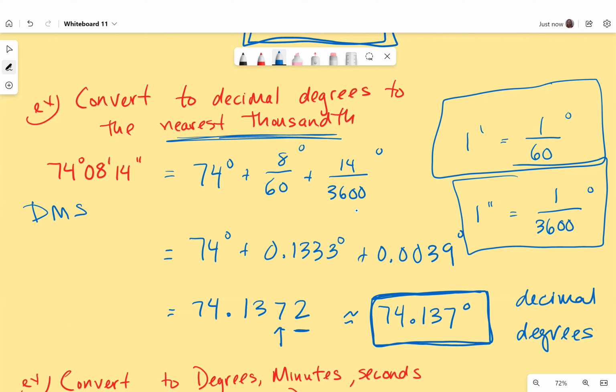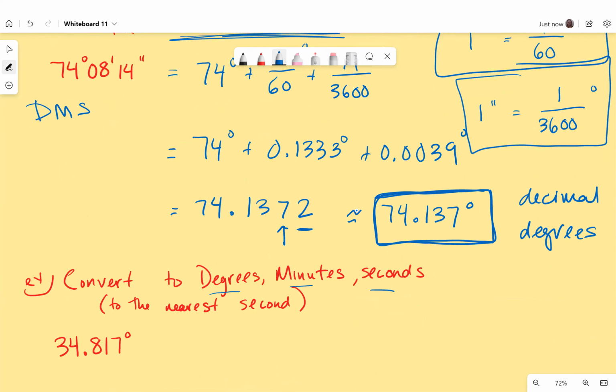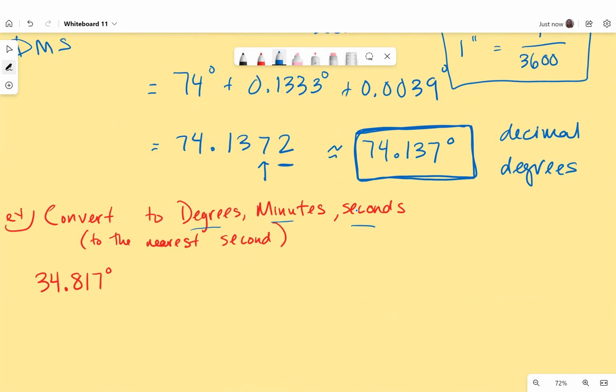Now we're going to go the other direction. So if we start off with decimal degrees and we want to change it into degrees, minutes, seconds. So here we have 34.817 degrees. And I'm going to do this step by step. So I'm going to break this apart as 34 degrees. And that's going to stay as our degrees in our final answer. That will be our degrees. But this next part, this decimal part, is what I need to break apart into minutes and seconds.